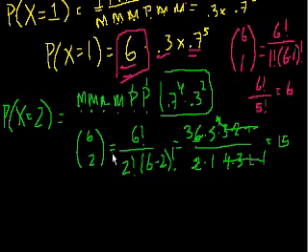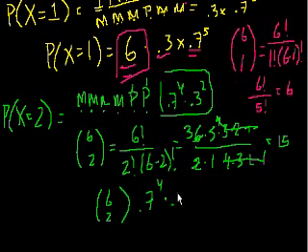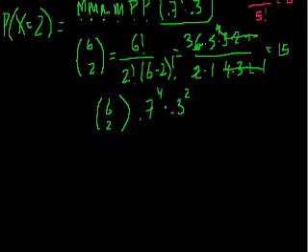And the probability of each of those is 0.7 to the 4th times 0.3 squared. So the probability of making exactly 2 shots is going to be 6 choose 2 times 0.7 to the 4th times 0.3 squared. And we can go on.